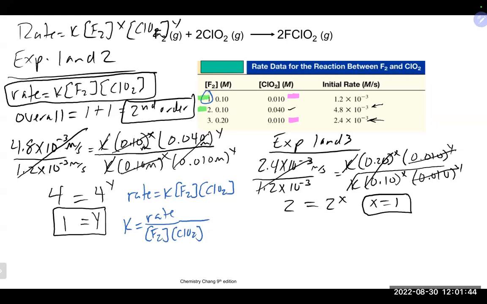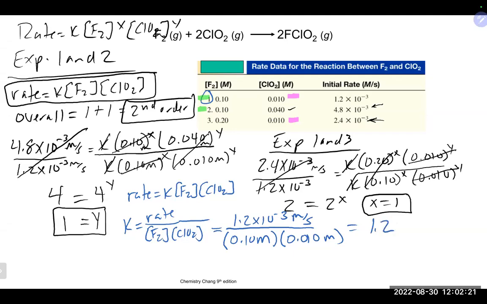And basically, I'm just going to put all those numbers in. That would give me the rate, which was 1.2 times 10 to the minus 3 molar per second, divided by our F2, which was 0.1 molar, divided by our ClO2, which was 0.01 molar. And if we do all that, 1.2 times 10 to the minus 3 divided by 0.1 divided by 0.01 gives us 1.2 for our rate constant.